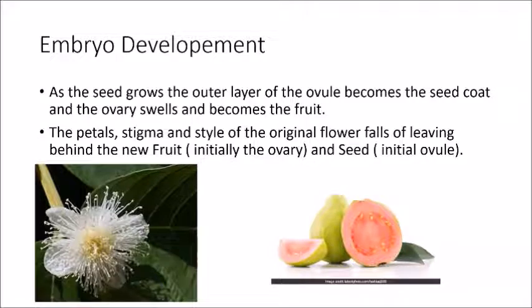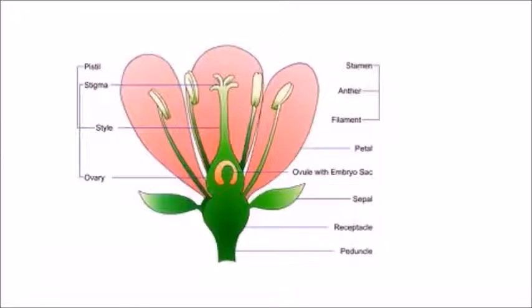Okay, so let's say we started off with this original flower here. Let's go back to a familiar picture of a flower, or a diagram of the flower. This part here is going to be the ovary, and inside the ovary you're going to find the ovules. The ovules are going to become the seeds, and the ovary is going to become the fruit, or the fleshy part of a fruit that a person would typically eat.